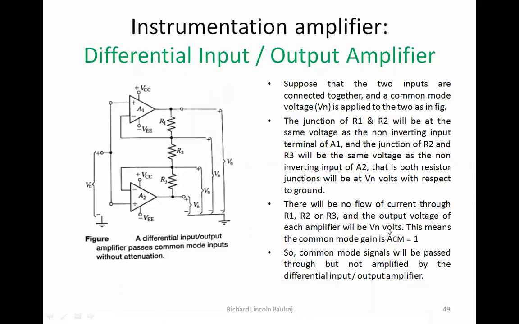Common mode signals will be passed through but not amplified by the differential input-output amplifier. So in common mode gain, whatever signal you are giving, the same you are receiving, which means there is no kind of amplification process happening. It's just passing of signals from one point to another, from the input side to the output side. Okay, fine.